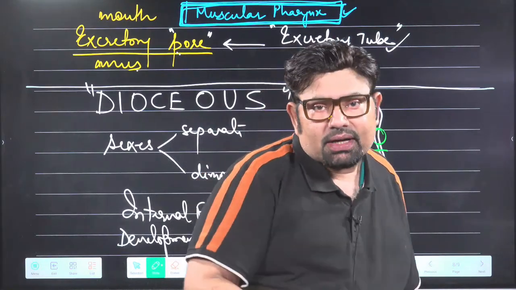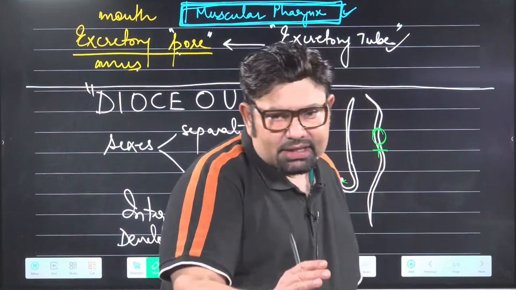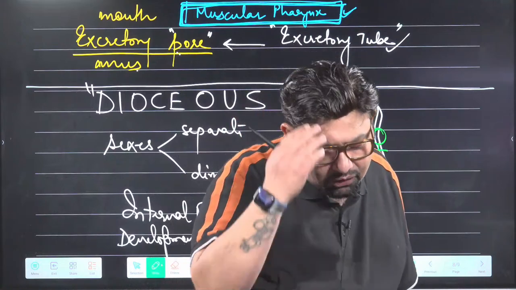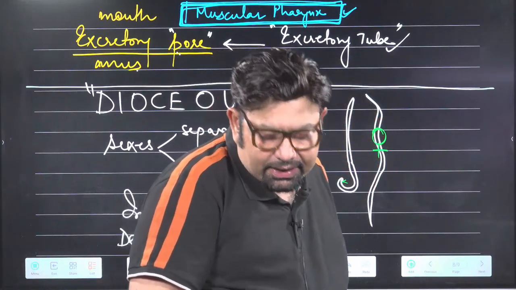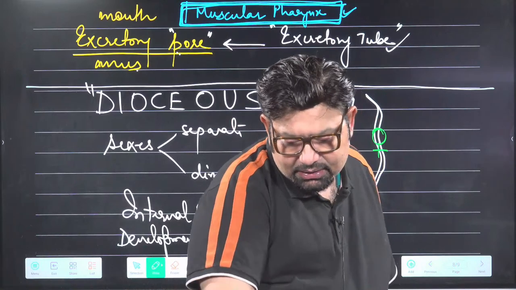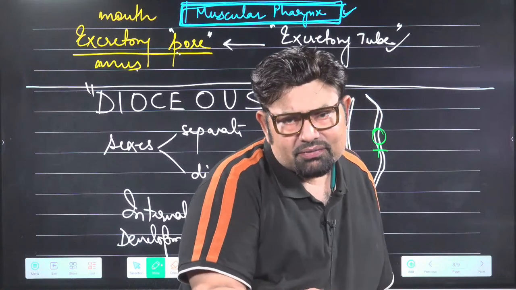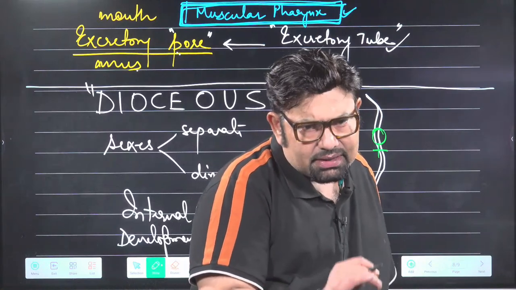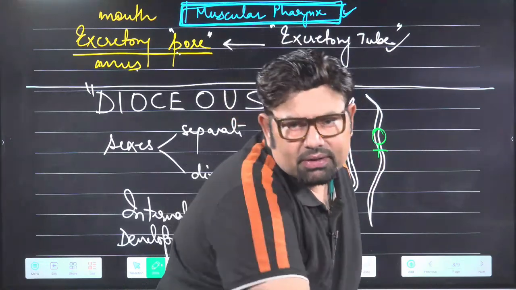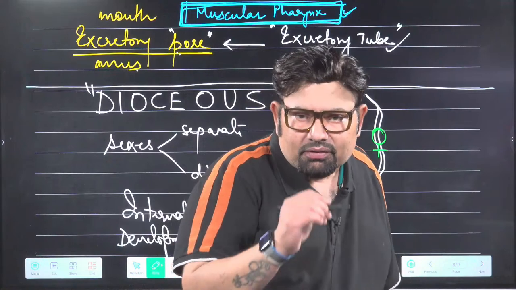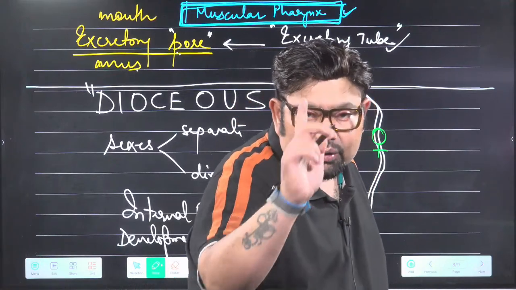Just imagine you are a teacher and you have to make a paper. You are left with one question and want to ask about, let us say, Aschelminthes. You see, Aschelminthes, muscular pharynx. Pseudocoelom everyone knows, it's very easy, so I go a little higher. Someone who wants to go a little higher will give dioecious. Muscular pharynx, dioecious.